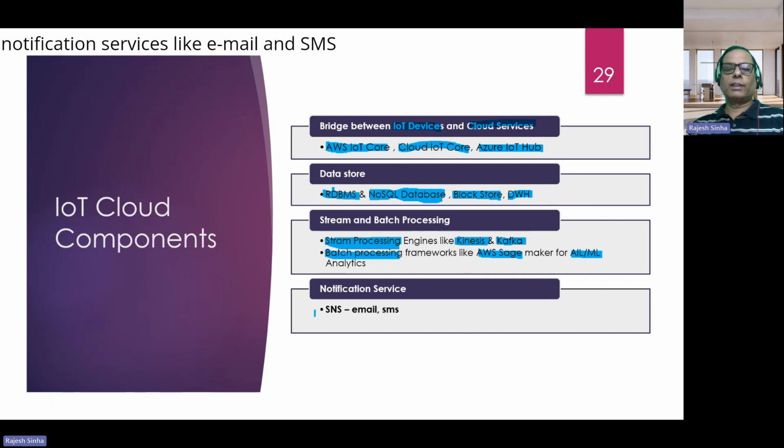Then we have notification services like email and SMS notification. In AWS, we have something called SNS, Simple Notification Service. And using this notification service, you can send email or SMS in case of any alerts. So these are some of the cloud components which can be integrated with the IoT ecosystem for the backend processing.